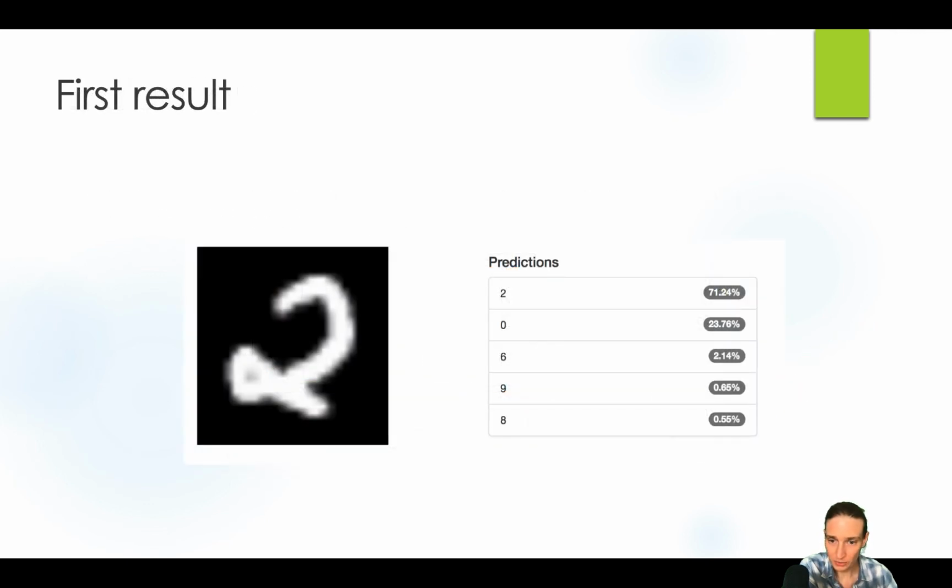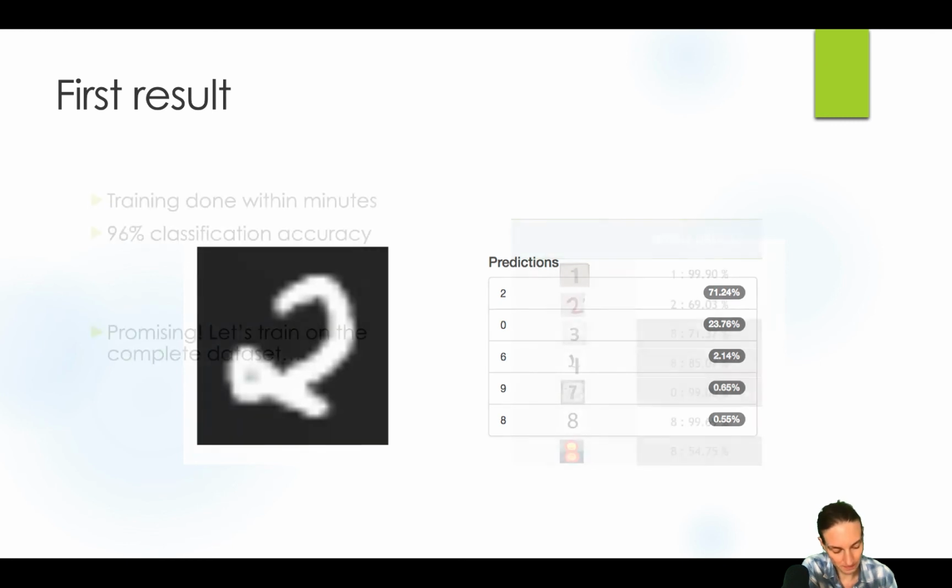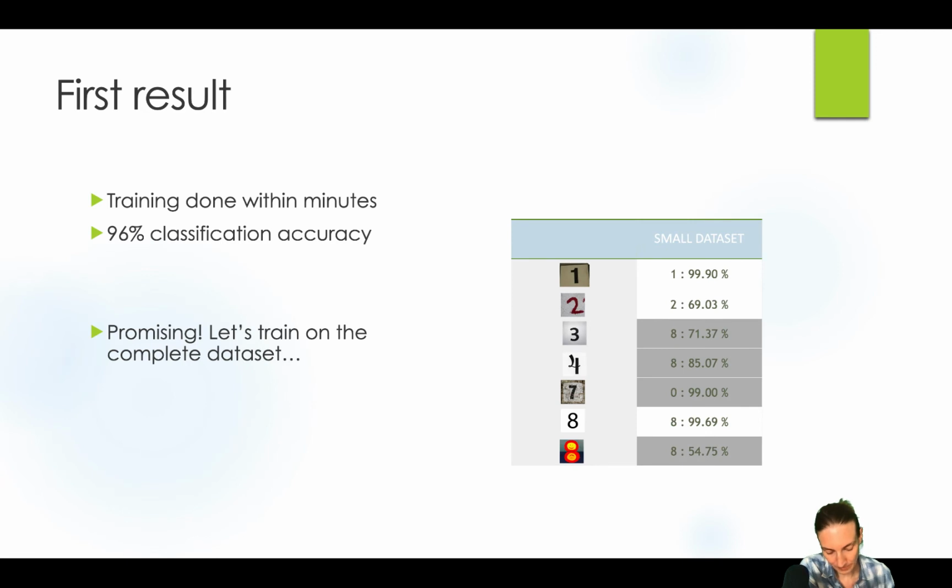First result, we feed it a test image and it predicts the classes. The softmax gives us predictions for each of the classes. You remember the total is 1. Of course, there's a few missing classes here. And it tells us, indeed, it predicts 2 with 71% certainty. That's okay.